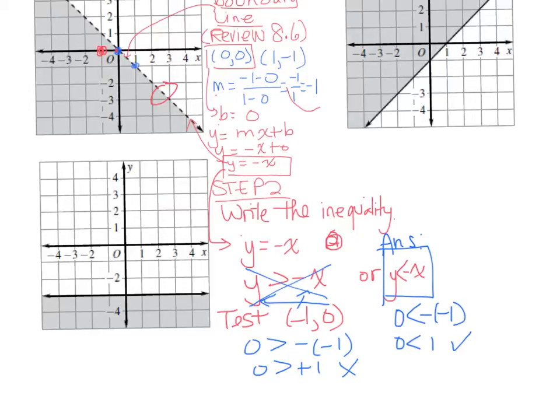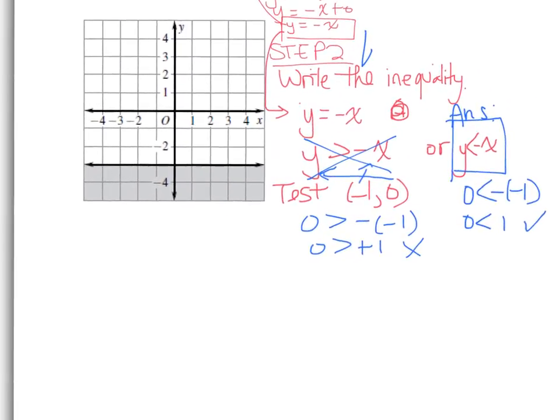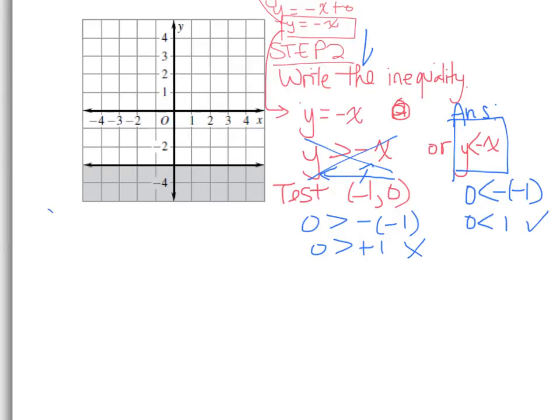Okay, let's do the one on the bottom. This one is a little easier. Let's find out what our boundary line is. Step 1. This is -3, so it should be y equals -3.